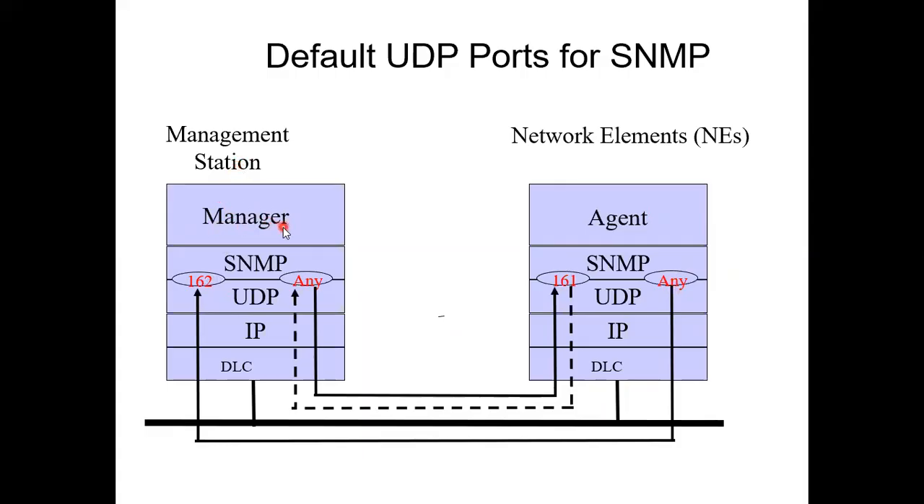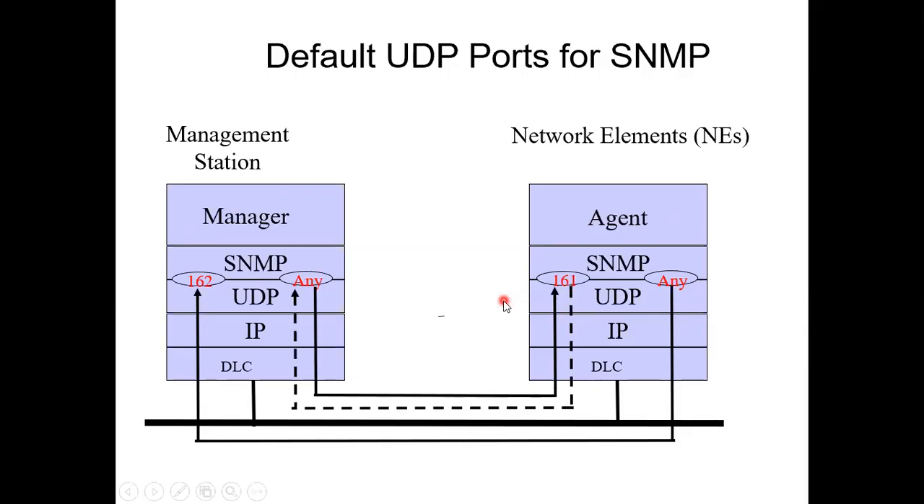Now the manager will generate the remaining 4 messages. There are a total of 5 messages. Trap is generated by the agent and the remaining 4 are generated by the manager. Any message generated by the manager, or the management station, will be received by the agent at port number 161. You have to remember this. The trap message generated by the agent is received at port number 162 of the manager, and any message generated by the manager will be received by the agent at port number 161.